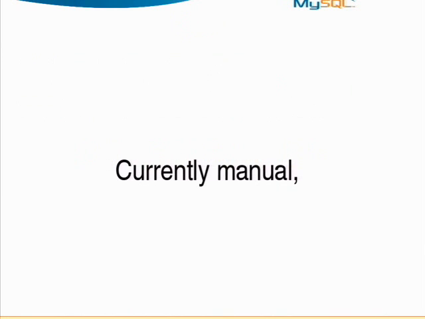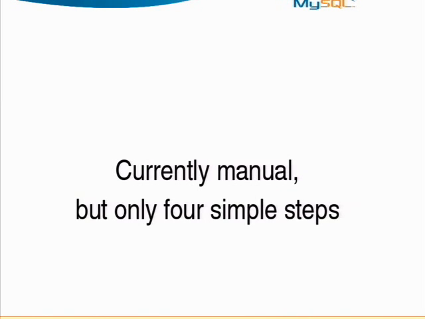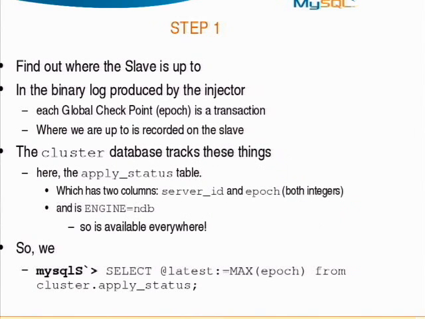So back to failover. It's currently a manual process, the same as you do with normal replication, promoting a slave to a master, but it's only 4 simple steps for cluster. These are also documented in the manual, so don't furiously write these down. Step 1 is to find out where the slave cluster is up to. In the binary log produced by the injector thread, each global checkpoint, so each epoch happening in the master cluster, is a single transaction. So we end up having the same disk persistent recovery thing in the binary log as well.